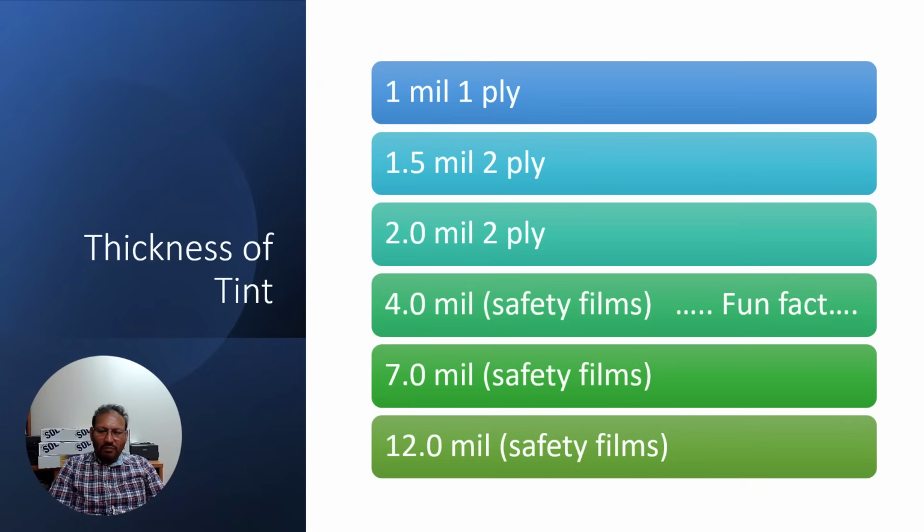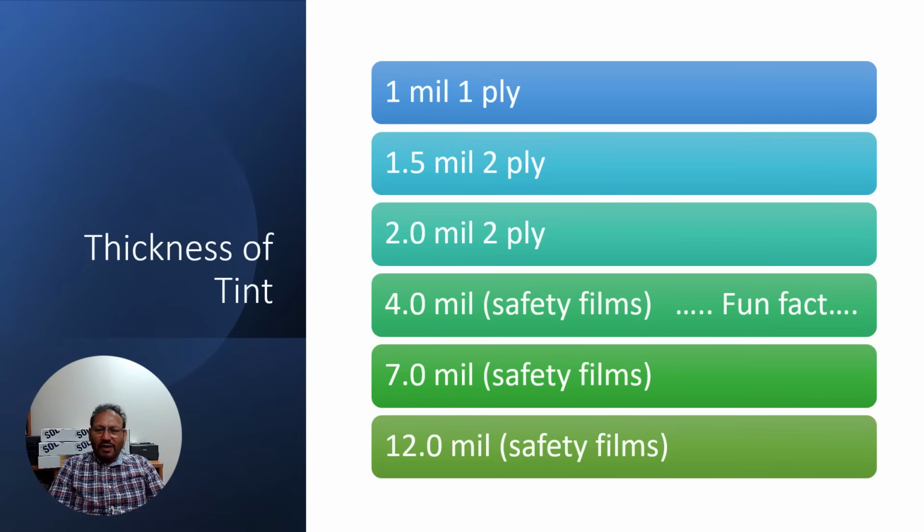4 mil, 7 mil, 12 mil are normally used in commercial buildings, and in houses to protect from hurricanes and from people breaking in easily. And the 1 mil, 1.5 mil, 2 mil are normally used in cars.